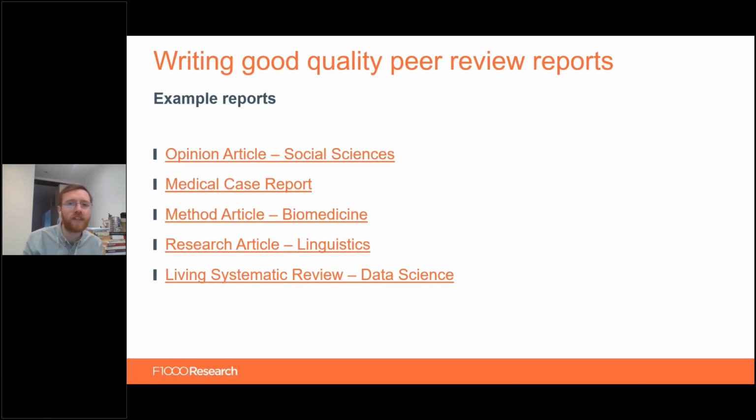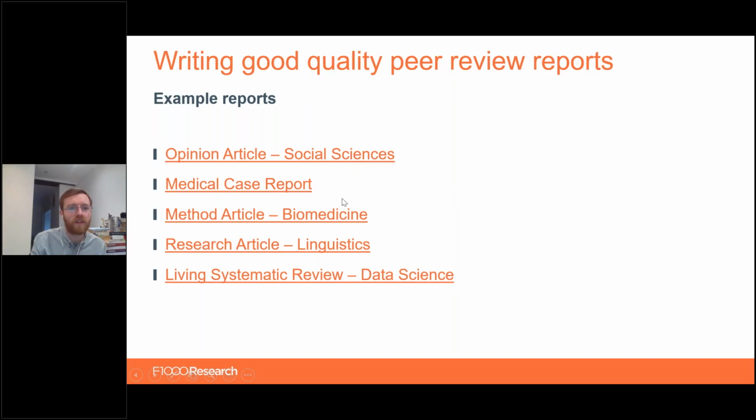So this, I think, is a good time to show how the system fully works in action. We can think about how a good peer review report, or how F1000Research's peer review process works when it's at its best and everyone's engaging with it fully. So I'll just flick through a few examples here. One second, flip that there.